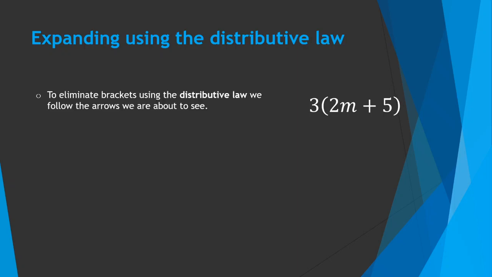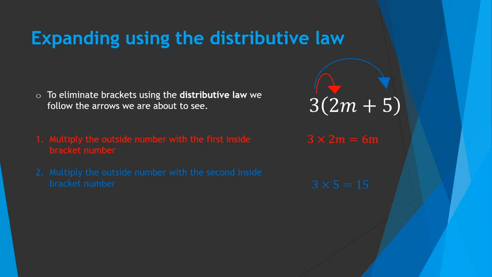So the first thing we're going to do to eliminate the brackets is follow the arrows we're about to see. The first set of arrows says multiply the outside number with the first inside bracket number. So 3 times 2m, and that gives us 6m. Multiply the outside number with the second inside bracket number, and that's our second arrow. So again, 3 times the second one, 5, which is 15.